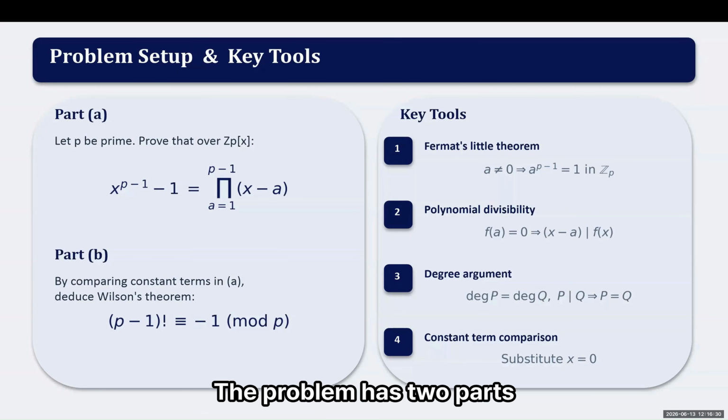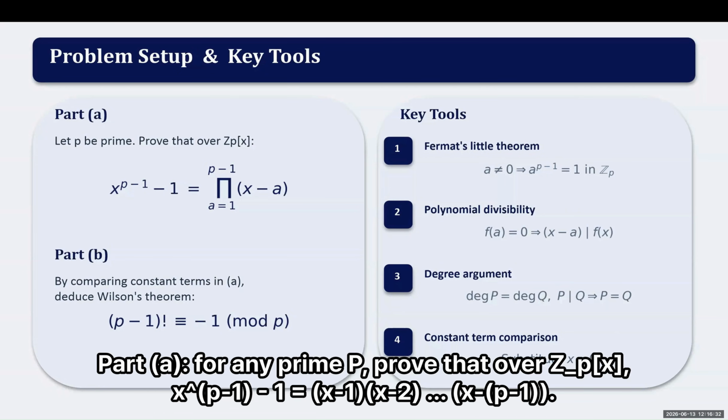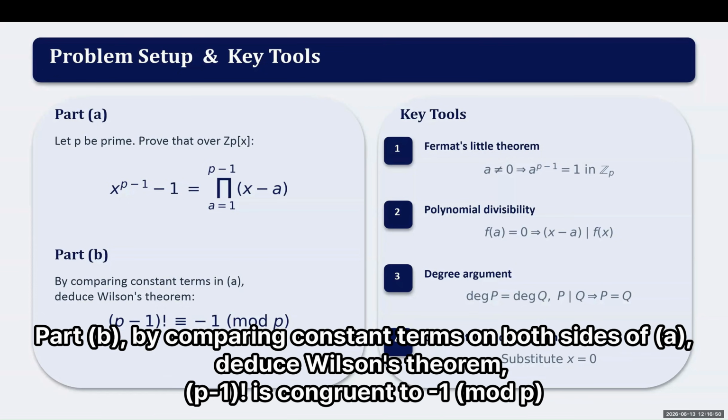The problem has two parts. Part A: for any prime p, prove that over F_p[x], x^(p-1) - 1 is equal to (x-1)(x-2)...(x-(p-1)). Part B: by comparing constant terms on both sides of A, deduce Wilson's theorem. (p-1)! is congruent to -1 mod p.